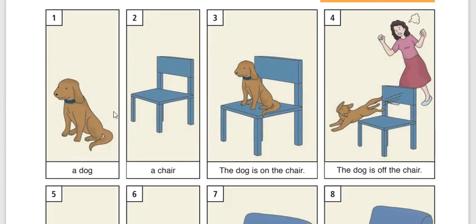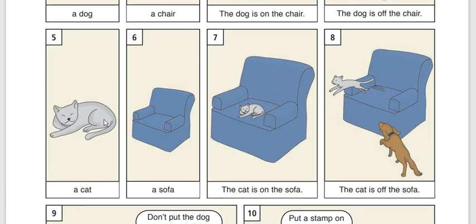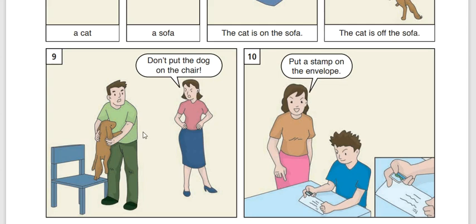Picture 1, a dog. Picture 2, a chair. Picture 3, a dog is on the chair. Picture 4, a dog is off the chair. Picture 5, a cat. Picture 6, a sofa. Picture 7, the cat is on the sofa. Picture 8, the cat is off the sofa. Picture 9, don't put the dog on the chair. Picture 10, put a stamp on the envelope.